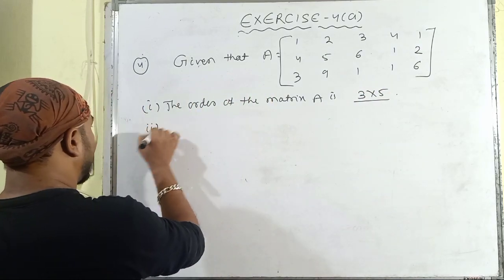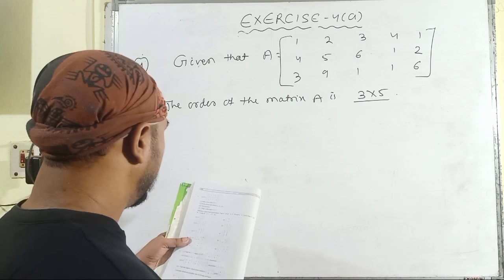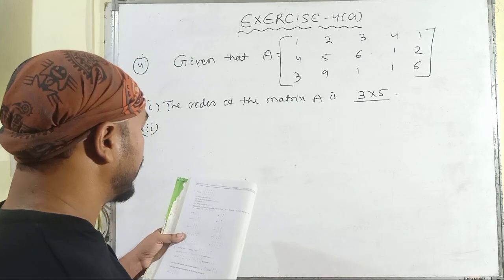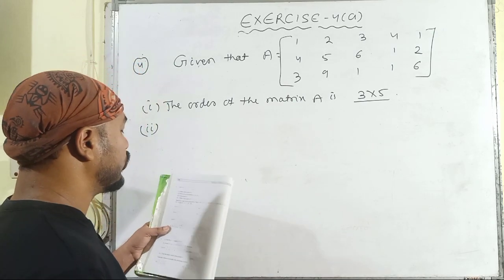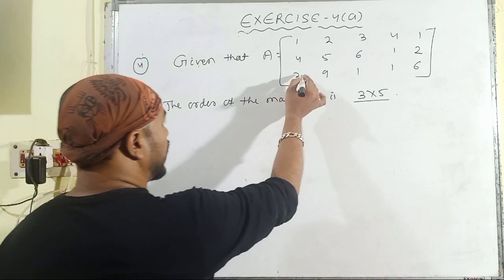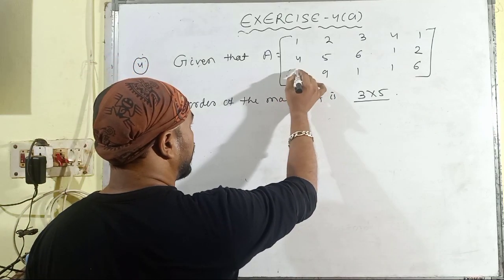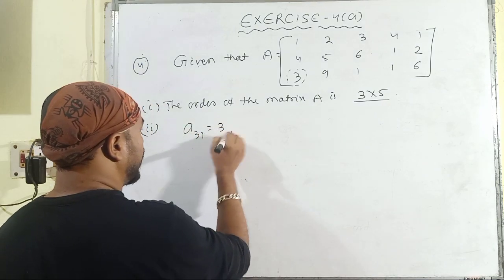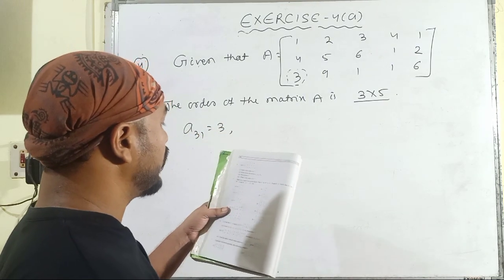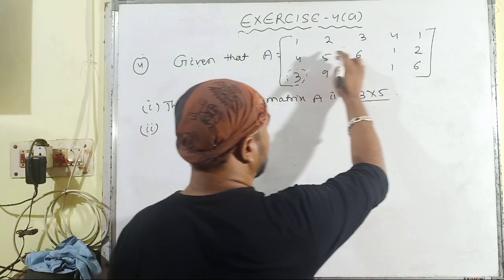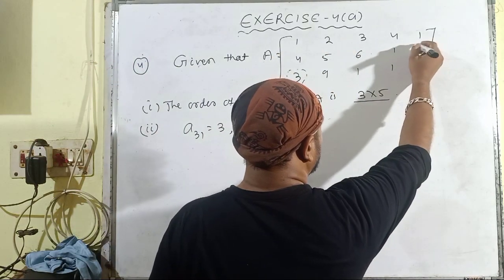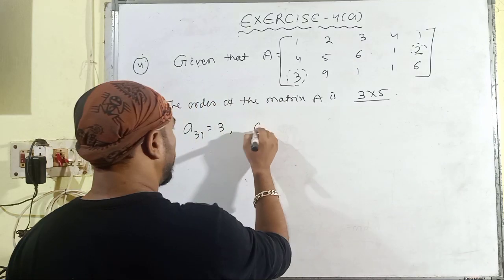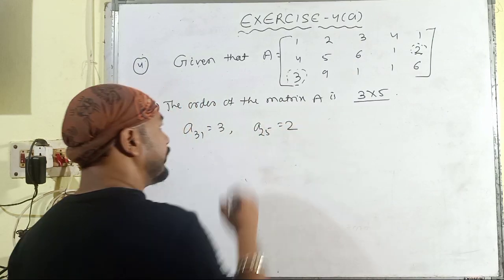Then the second one is here. Write down the entries A31, A25, A23. So A31 is here. This is A31. A31 is equal to 3. Then we have to find out A25. That means this is the second row and fifth column. So A25 is equal to 2.